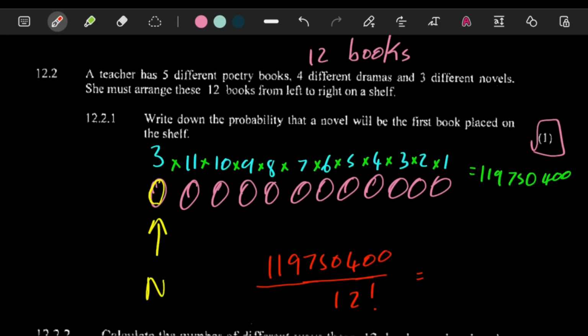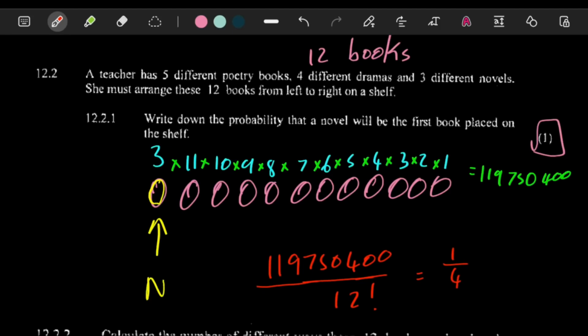But anyways, the probability here, if you simplify it, let us see what our calculator is going to give us. Let me grab my calculator here. 119,750,400 over 12 factorial. The final answer here is 1/4. Wow, okay, that's weird. 1/4.